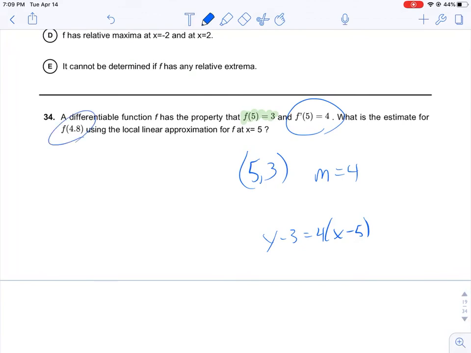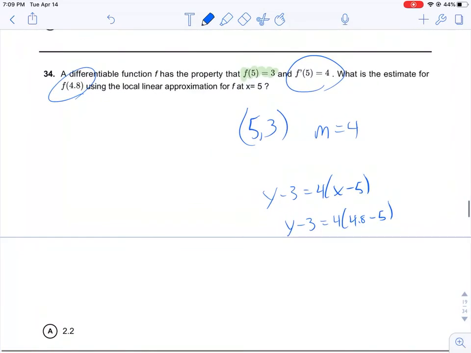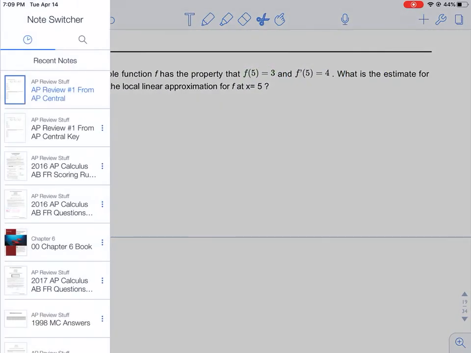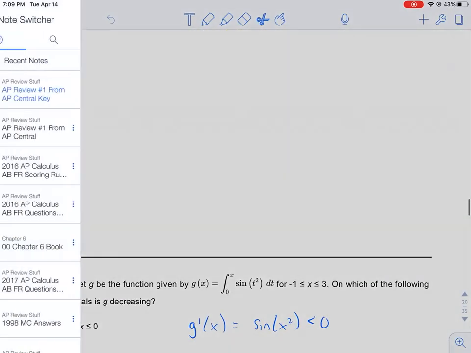So remember, whatever this function happens to look like, we turned it into a line at a point close to x equals 5. 4.8 is close, so now we just plug in 4.8 for x and calculate that, and I'll let you go through that arithmetic to save you some time. Okay, but I'll show you the answer here, 2.2.